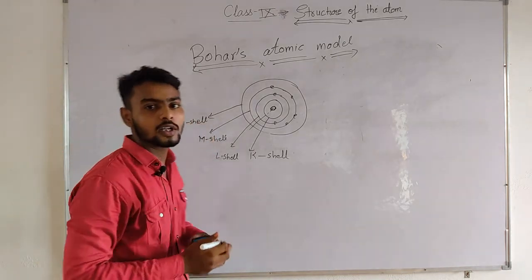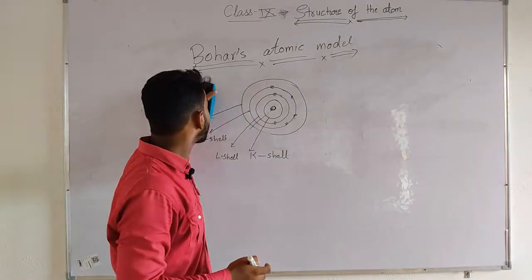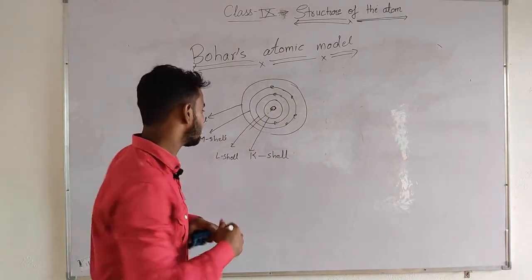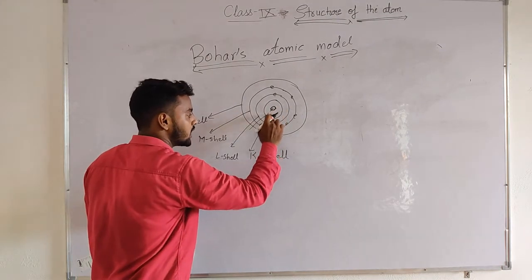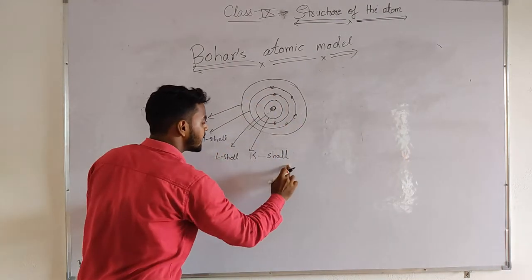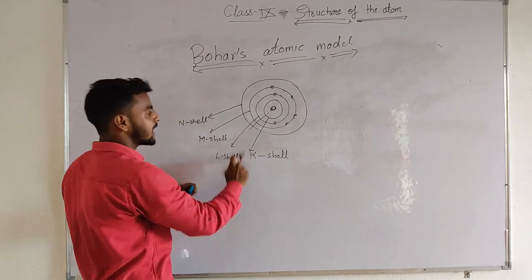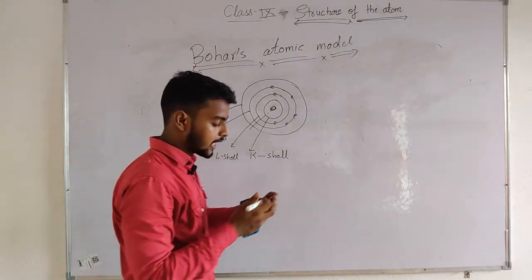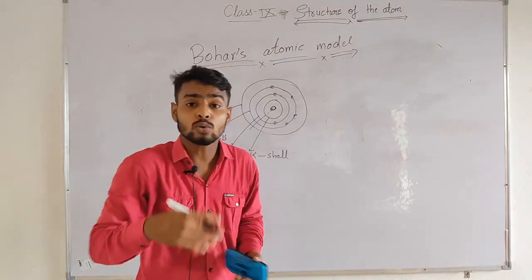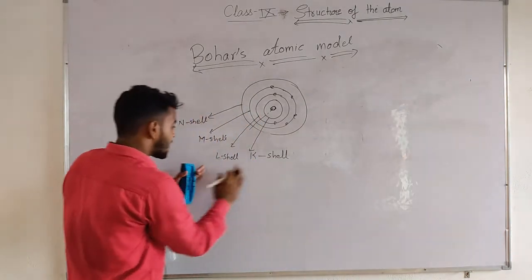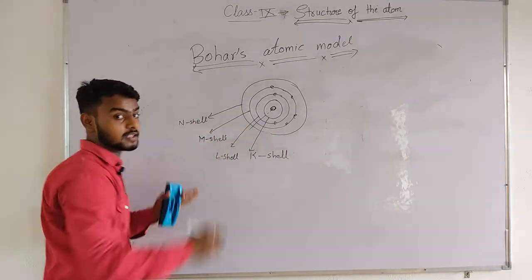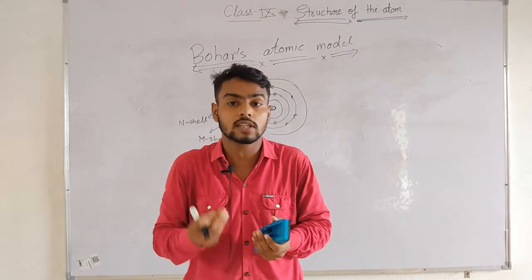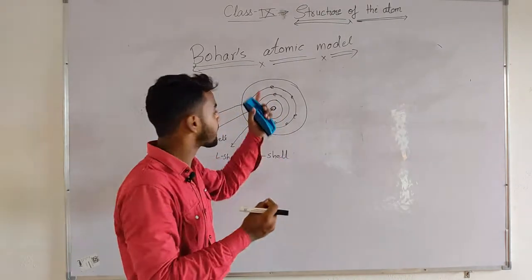That means in Bohr's atomic model he named all the orbits, all the shells. The first shell from the nucleus is the K shell, the second is the L shell, the third is the M shell, and the fourth and last is the N shell. Now we are going to know how the electrons are arranged in the K shell, L shell, M shell and N shell, and how you can distribute all the electrons in their particular classes.